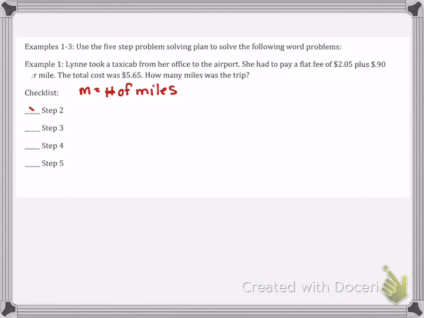Step 2 is that setup. So I want to think about what makes that equation. If I'm looking for the miles of the trip and I've got the total cost, the flat fee would be added to the mileage cost. And if I added those together, that's what would give me my total cost. So kind of thinking through that setup.